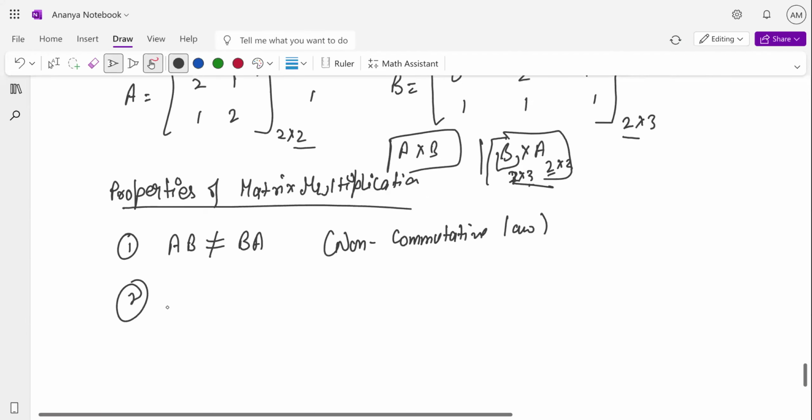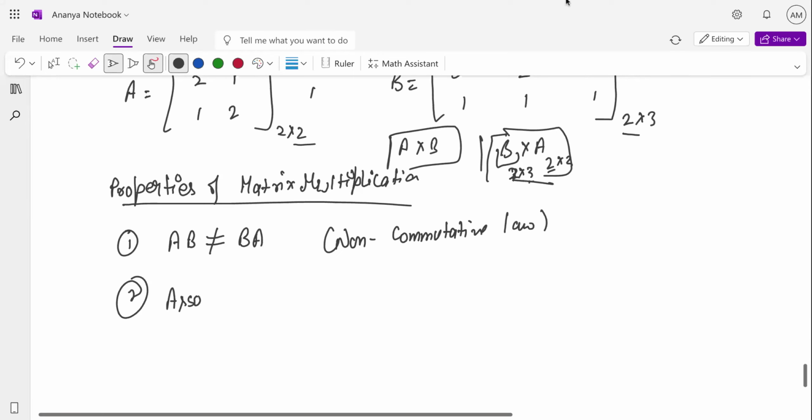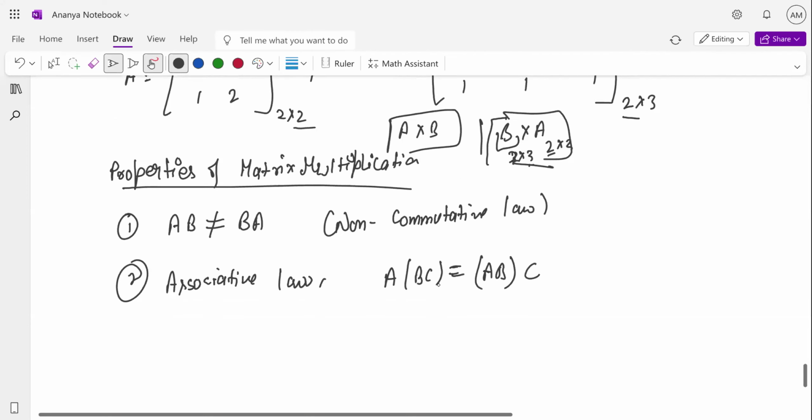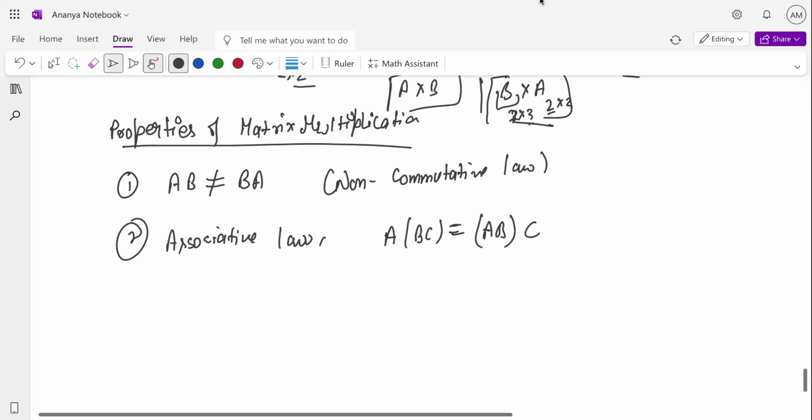The next one is associative. So what is associative? It is basically (AB)C equals A(BC). This is what your associative law looks like in the case of multiplication. Understood? Then we come to the distributive law.